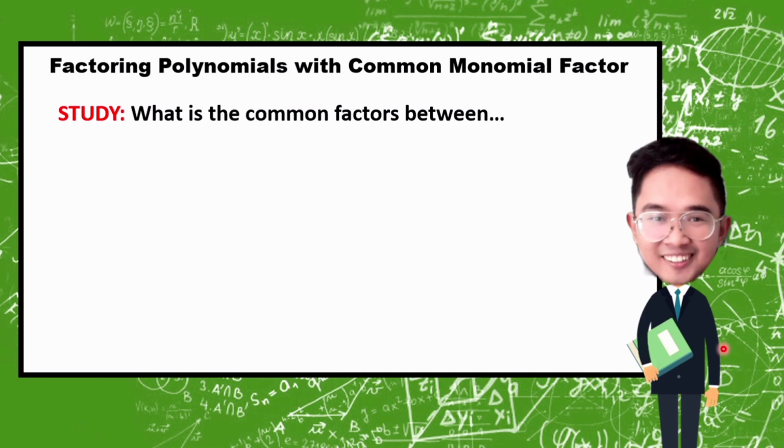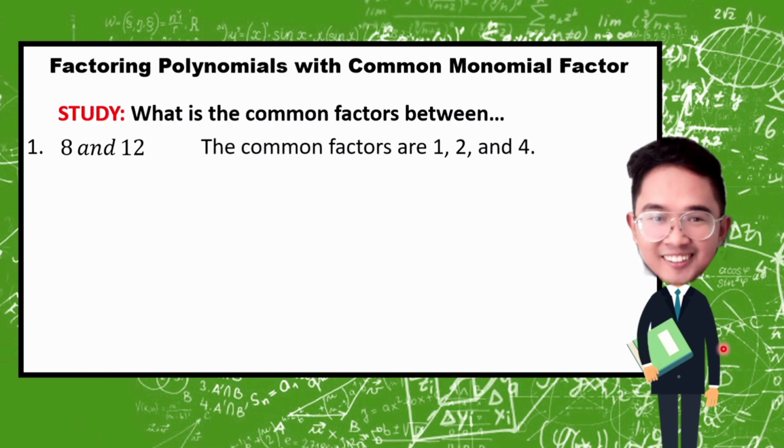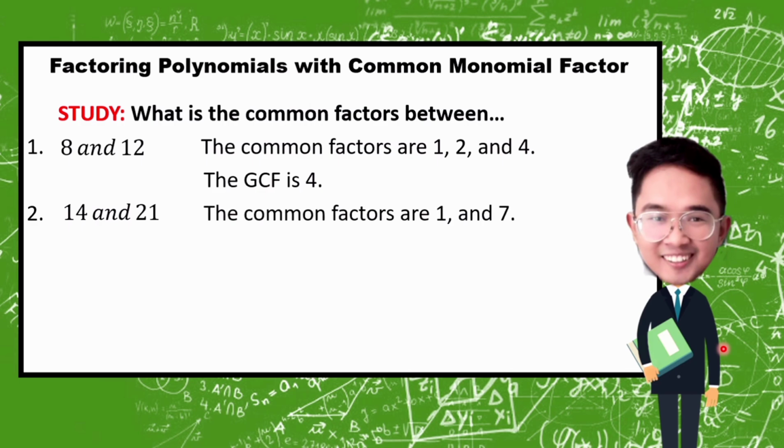Let's study this. What are the common factors between 8 and 12? The common factors are 1, 2, and 4, where 4 is the GCF of 8 and 12. Next, 14 and 21, the common factors are 1 and 7. 7 is the GCF of 14 and 21.